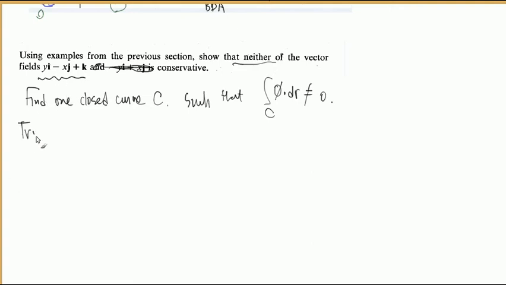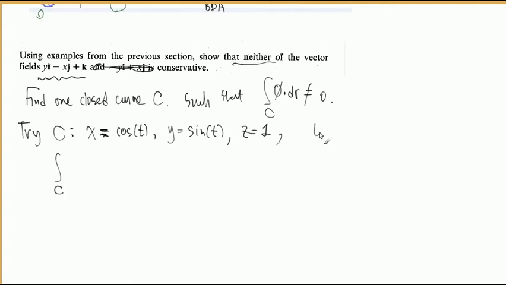So I tried a circle. How do you parameterize a circle? I use the easy one: cosine t, sine t, and z. I put it around; I think it didn't matter, so I just put the same location, z equals 1. And you integrate along that, with t varying from 0 to 2 pi. That will be the one circle around it. Fair enough? Let's calculate that.